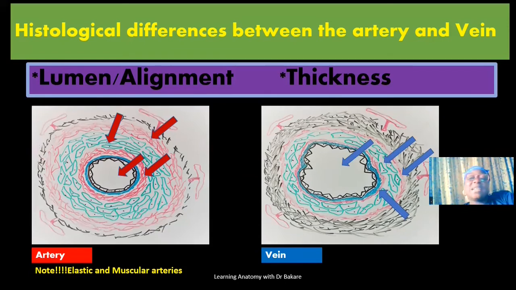If you look at the tunica adventitia layer, which is the tunica externa, on the outside, this is the region highlighted in black here.